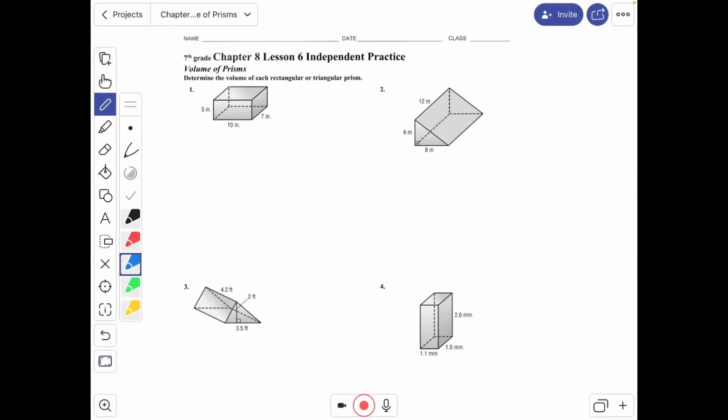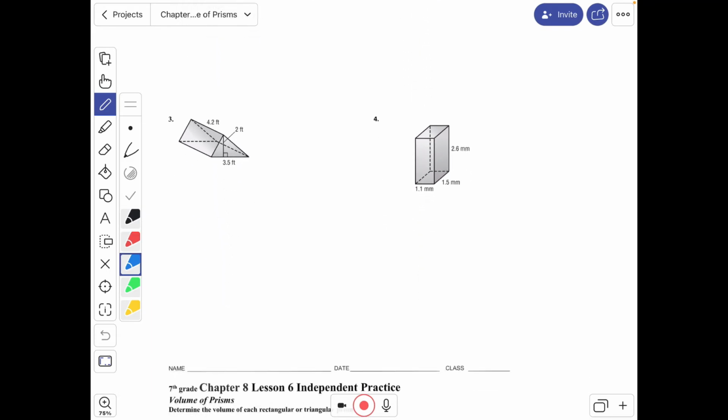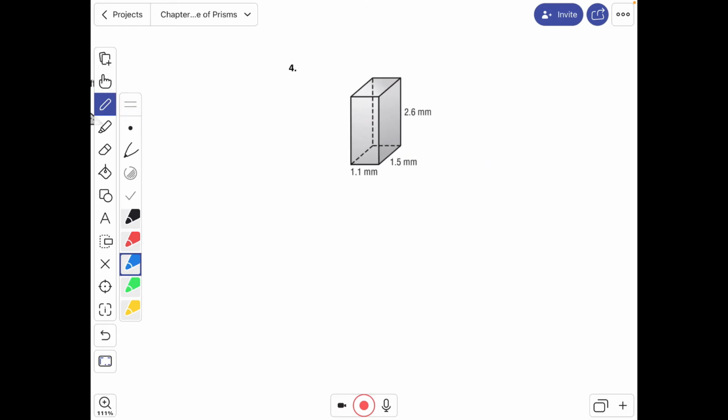Let's look at some of the problems that you're going to do by yourself. You're just finding the volume of each one of these different shapes. Let's talk about number 4 here. Volume is still area of the base times the height. And the base of this shape is a rectangle. So the formula for a rectangle is base times height times the height of the prism.